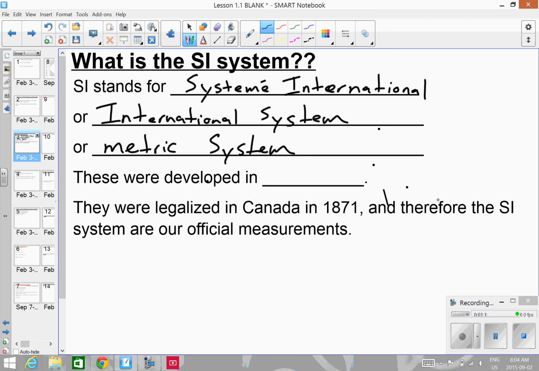Now, these were developed in France, as you can tell by Système International being in French. So they were developed in France. And in 1871, they were legalized in Canada, and therefore the SI system is what we use in Canada.